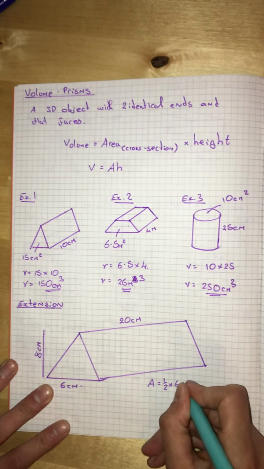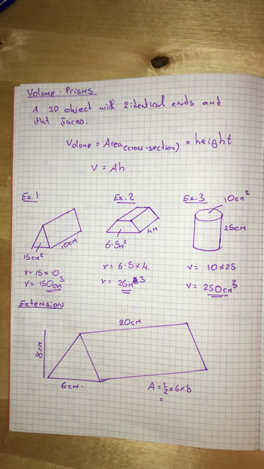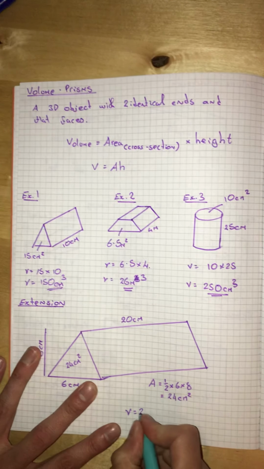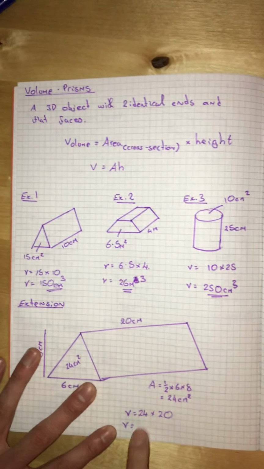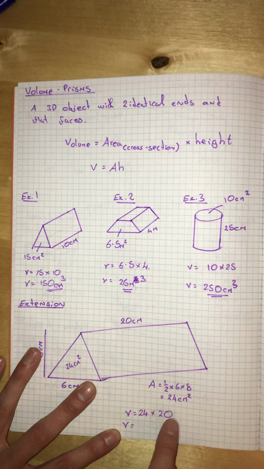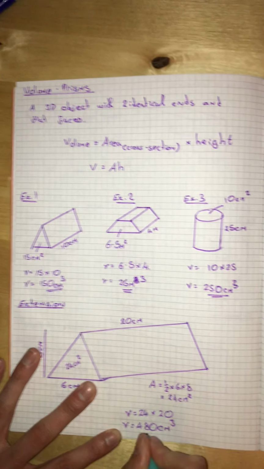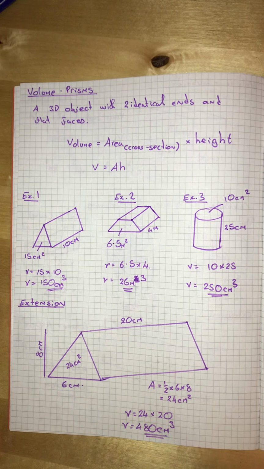So half times 6 times 8. 6 times 8 is 48. 48 divided by 2 is 24 centimeters squared. So now we know that that's 24 centimeters squared. Let's calculate the volume, which is going to be the area of the cross section times the height. 24 times 2 is 48, times 10 is 480 centimeters cubed. Okay, so that's how you calculate the volume of a prism.